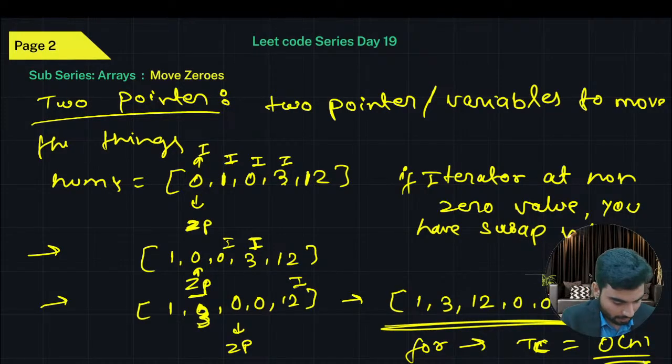Subham Upadhyay: Sir, we swap till we have a non-zero element, and if we encounter 0, then we just have to move the right pointer. Correct, correct, Subham.